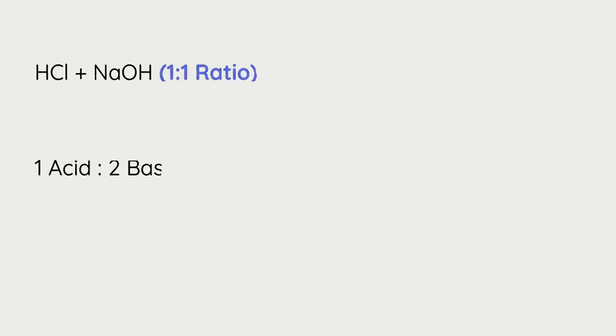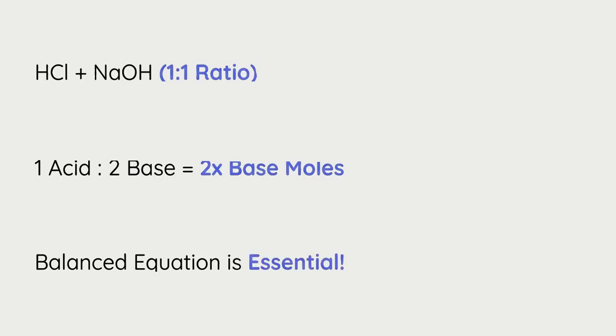For example, if hydrochloric acid reacts with sodium hydroxide in a 1-to-1 ratio, the moles of base added at equivalence equal the moles of acid present. If the reaction were one acid reacting with two base, then twice as many moles of base would be required, and the calculation must reflect that. This is why the balanced equation is essential and cannot be skipped.